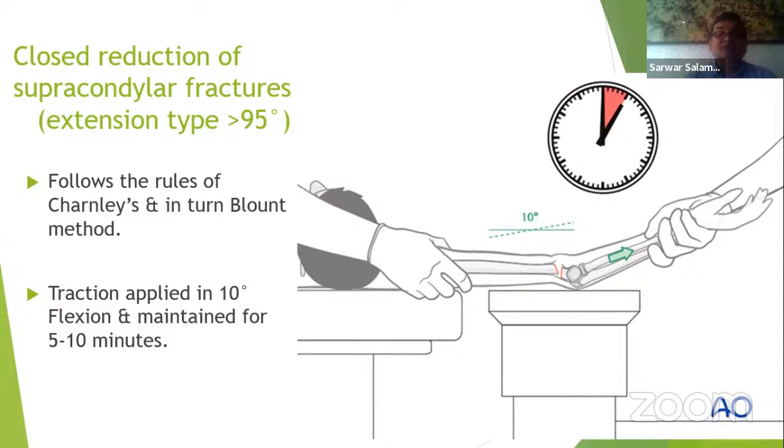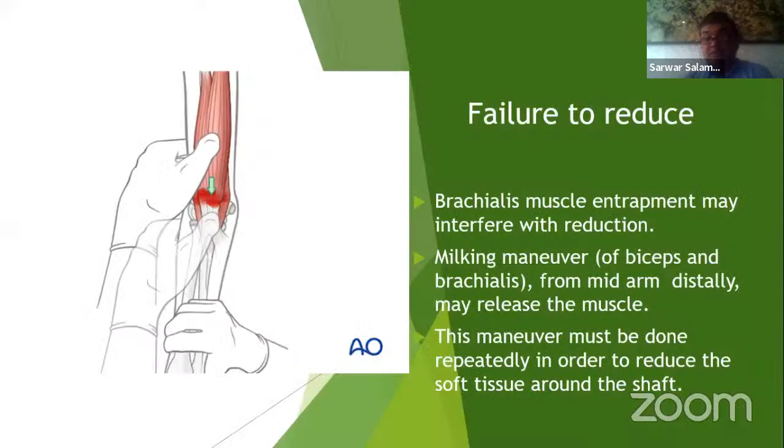So the rules of closed reduction: the surgeon and the assistant should take the patient under anesthesia and under image intensifier in an OT, and traction should be given in at least 10 degrees of flexion. The traction is applied for at least 5 to 10 minutes. Then under the image intensifier, we can go for reduction.